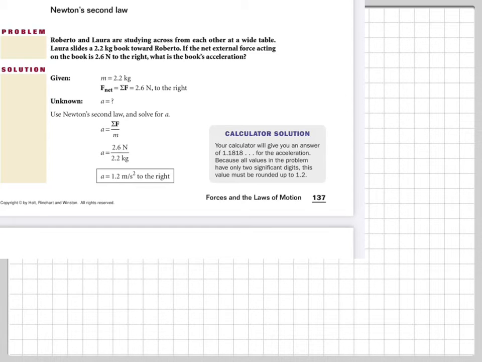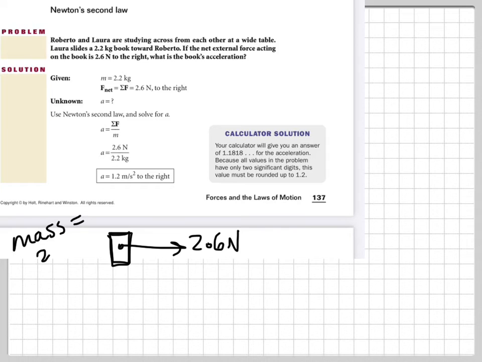So Roberto and Laura are studying across from one another at a table. Laura slides a 2.2 kilogram book towards Roberto. If the net external force acting on the book is 2.6 newtons to the right, what is the book's acceleration? All right, so we have the book. It has a net force of 2.6 newtons in that direction. The mass of the book equals 2.2 kilograms.